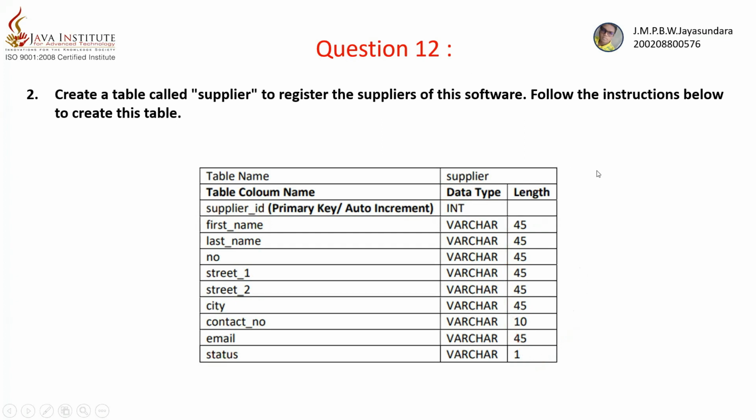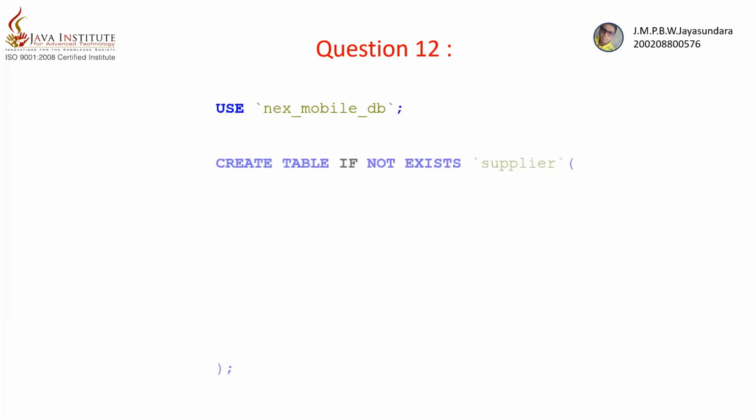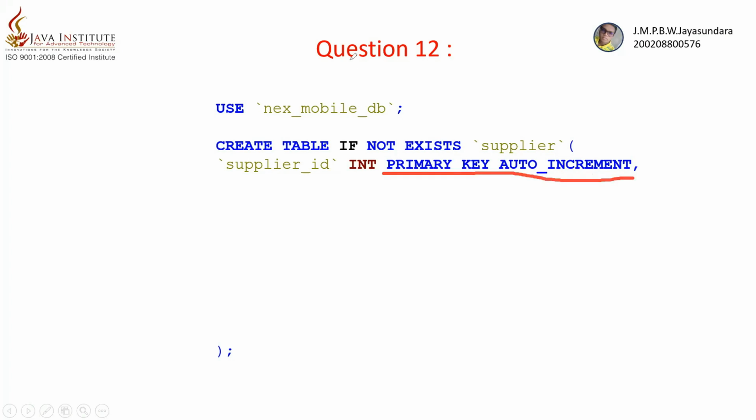We can create this table using two methods. First one is using a query and the second one is using a manual method. When we create a table using a query, first we need to define our database and then we can say to create a table, and we have given this table name as supplier. Then we can insert our first column and we have defined it as a primary key and it is an auto increment column.